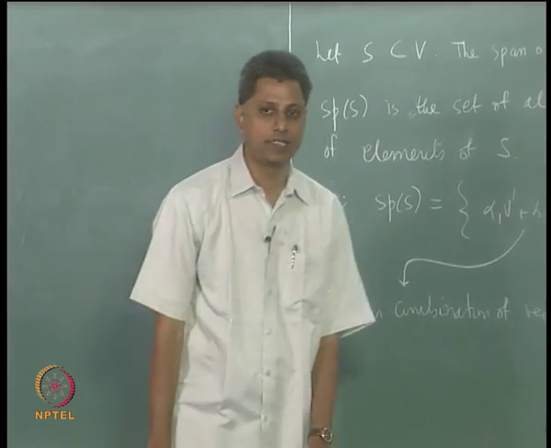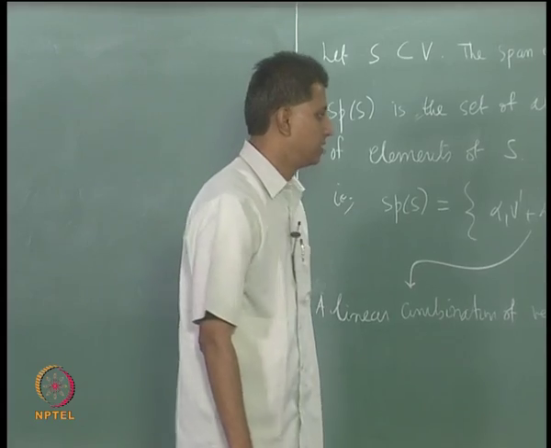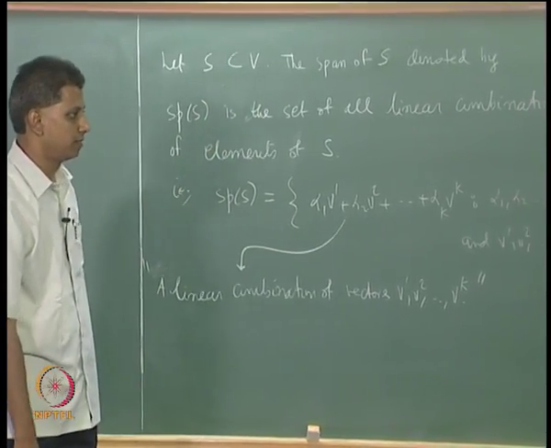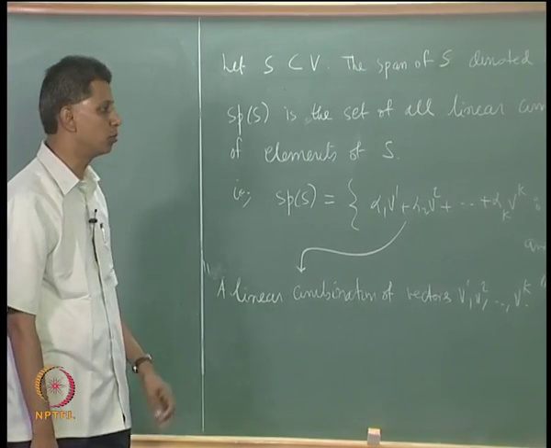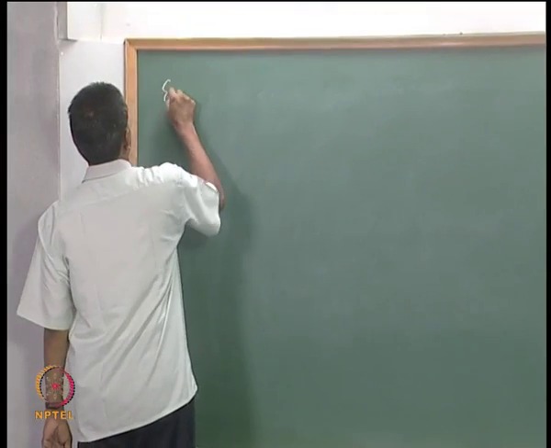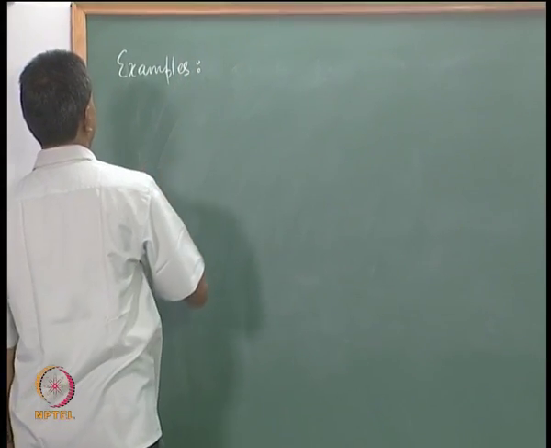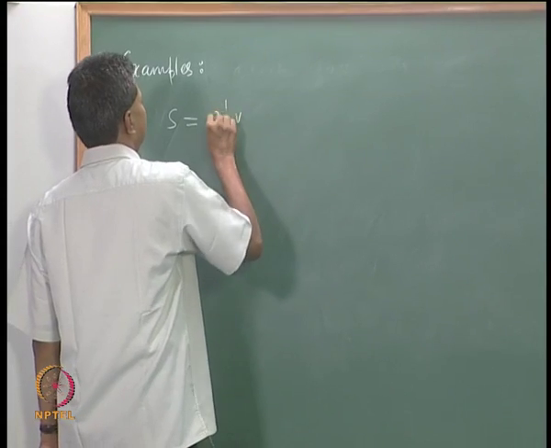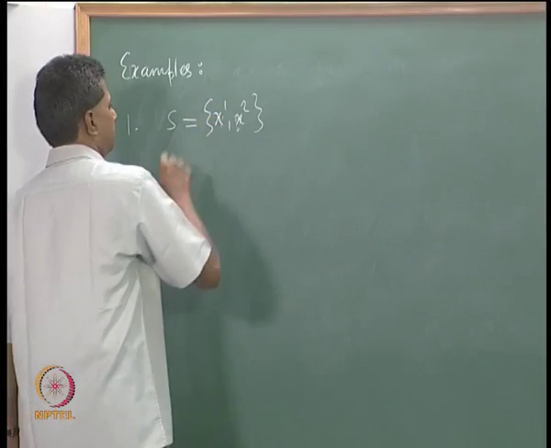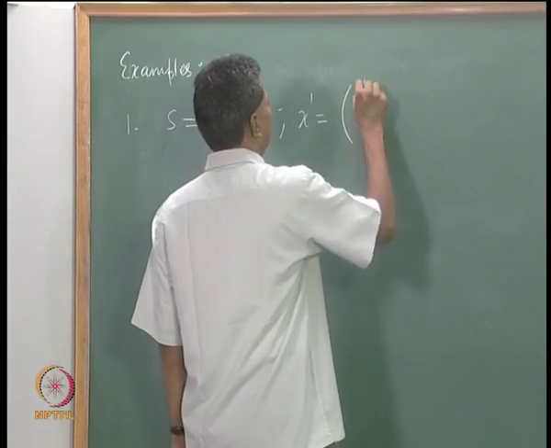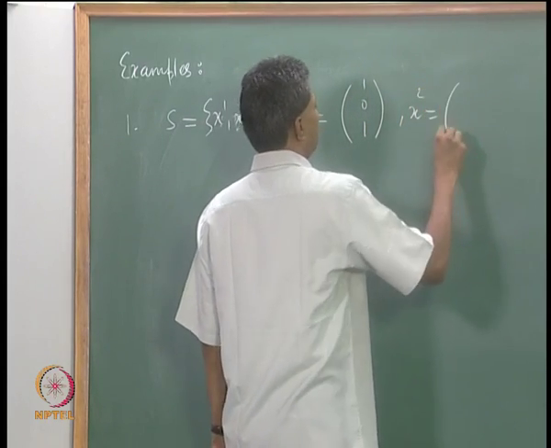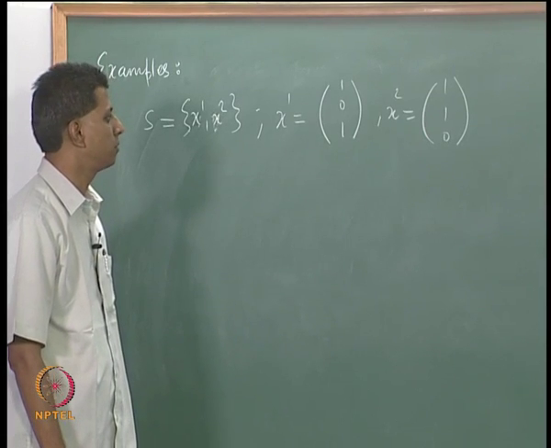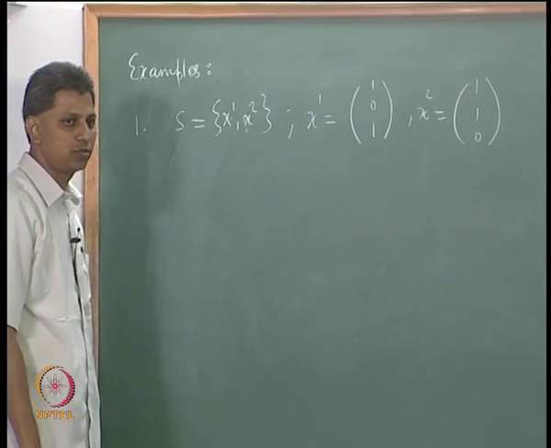Let us look at one or two examples of span of a certain set. See, remember this S could be an infinite subset, okay? But for illustration, let me take the following two examples. First one, let's take S to be X1, X2, where X1 is the vector 1, 0, 1, X2 is the vector 1, 1, 0. X1, X2 are vectors in R3, elements from R3. S is X1, X2.